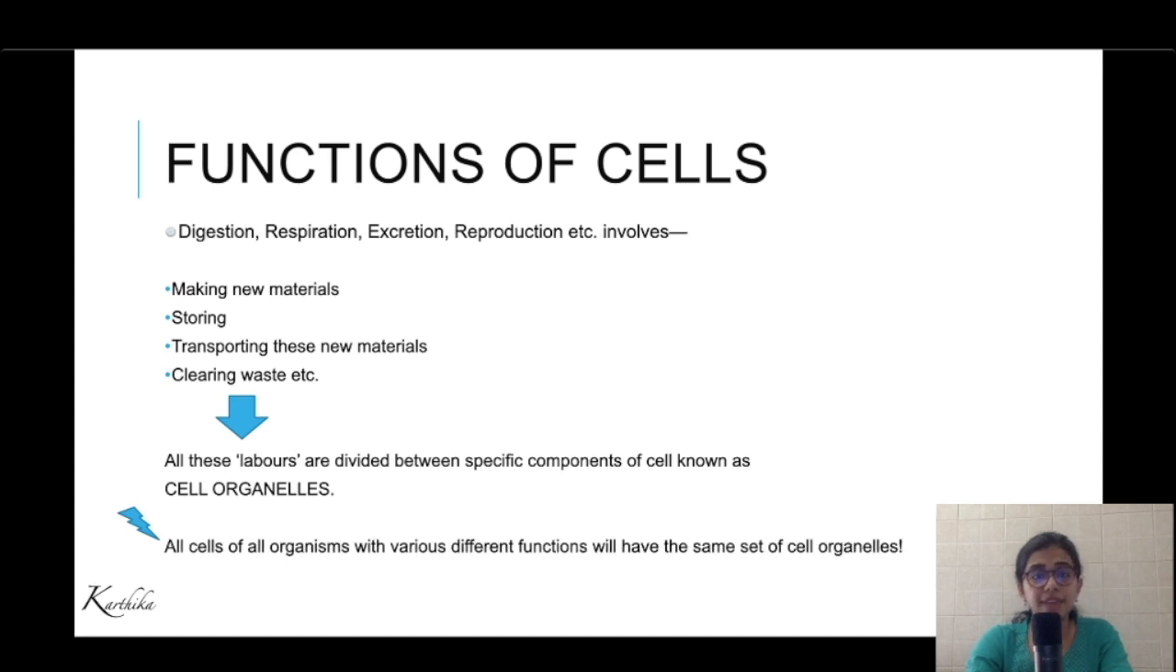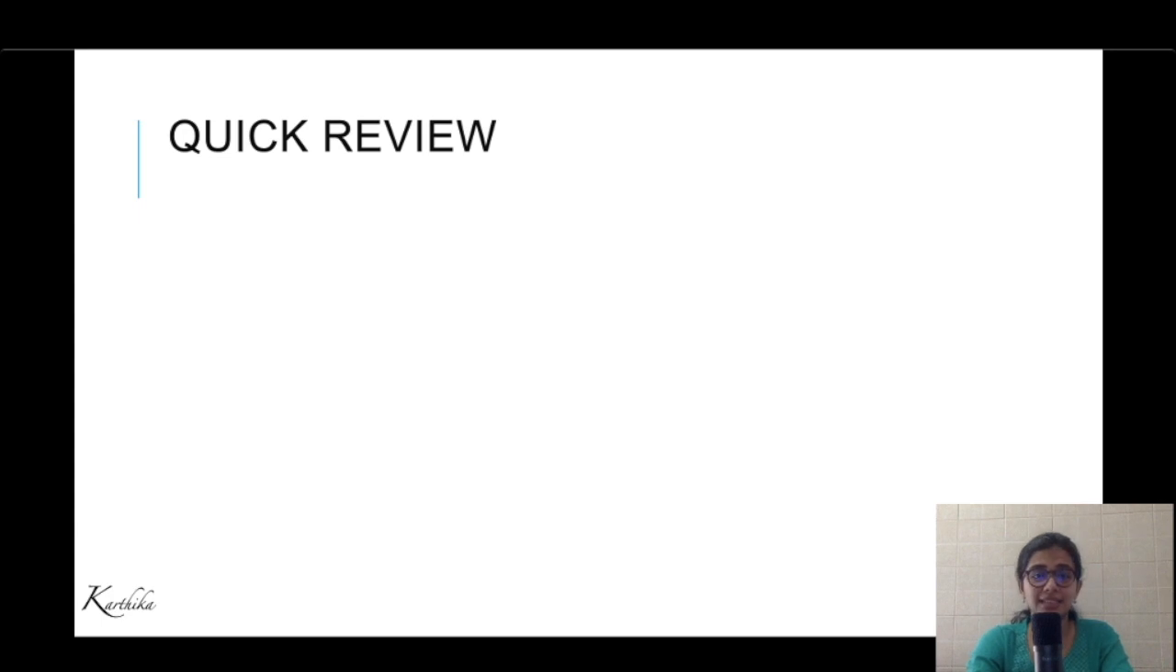An interesting fact here is that all cells of all organisms, we saw there are so many different types of cells and so many different types of organisms, regardless of all this, every living cell on planet Earth has the same set of cell organelles. So our cell and, let's say, a tiger cell have the same set of cell organelles. About that we will learn in our next class.